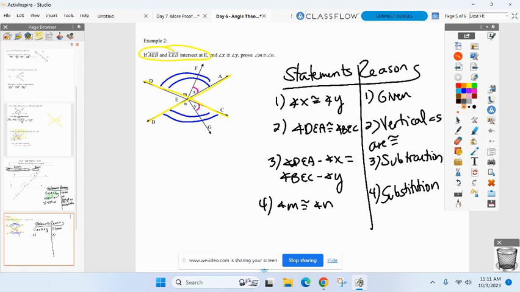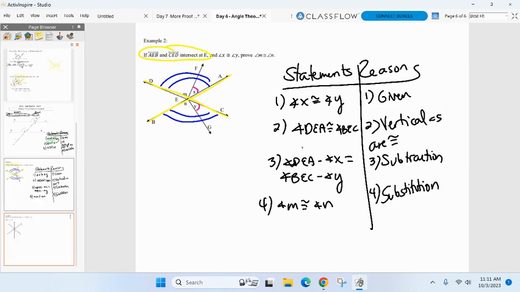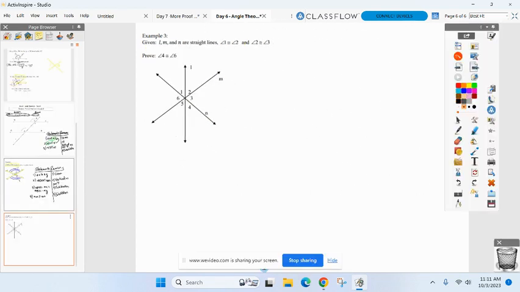I want to move and get the next one done so we can work in our groups more. All right, last one. Oh, I love this one. This is so hardcore.